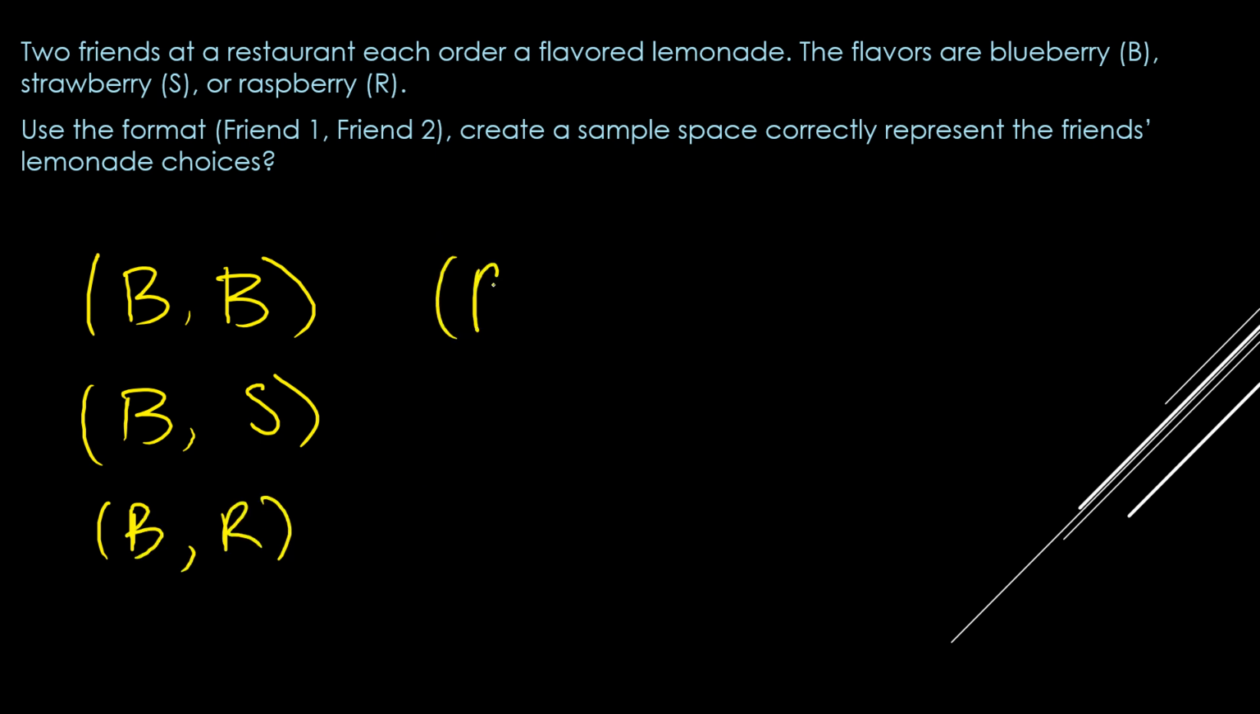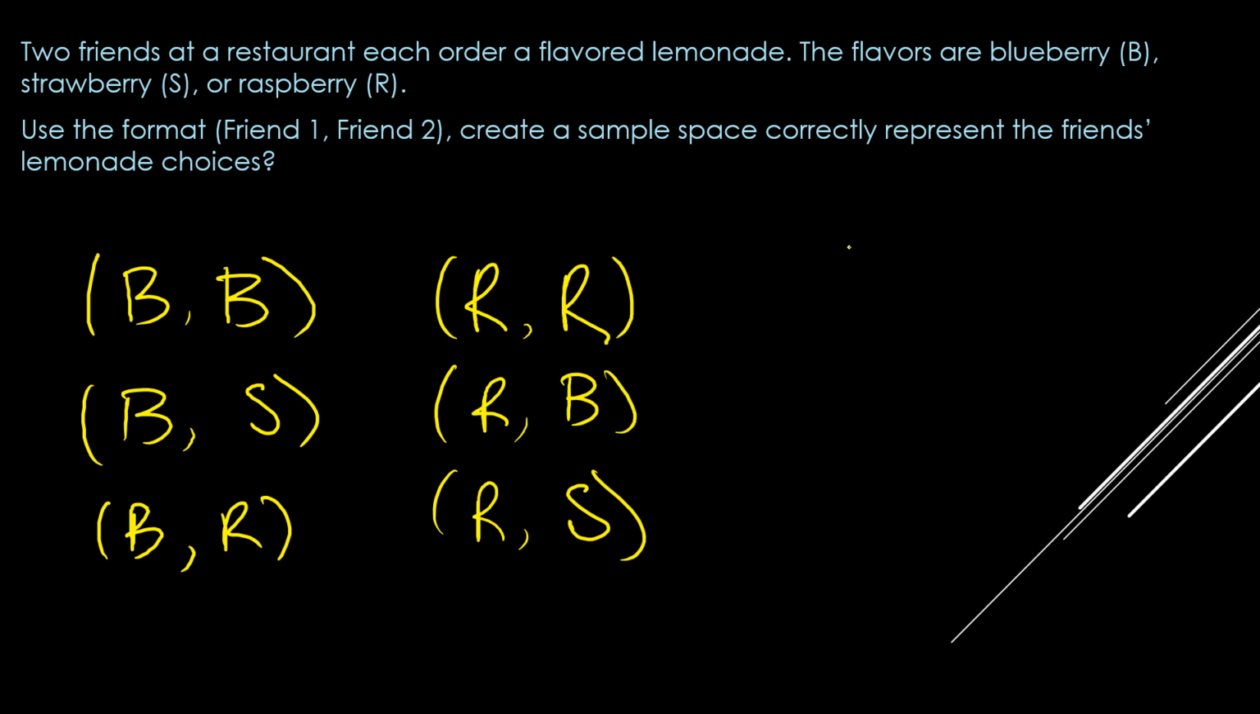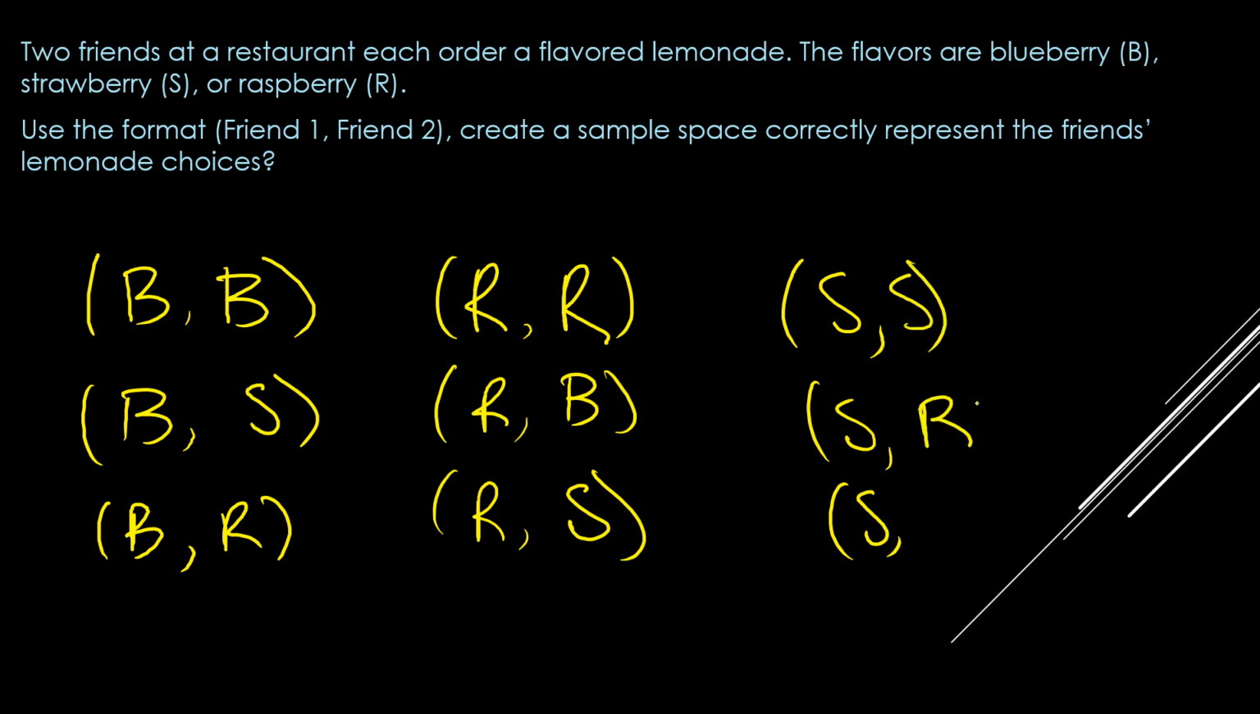Say friend 1 is like, nope, I am getting raspberry and I don't care, you will never change my mind. Well, friend 2 could also want raspberry, or friend 2 could want blueberry, or friend 2 could want strawberry. Are you seeing a pattern? Say friend 1 says, strawberry is my all-time favorite flavor and I will always get strawberry when I have the choice. Well, friend 2 could be like, same, I want strawberry. Or they could be like, nah, I want raspberry. Or they could say, no, I kind of feel like blueberry. So those are all of the different ways that those two friends could order a flavored lemonade.